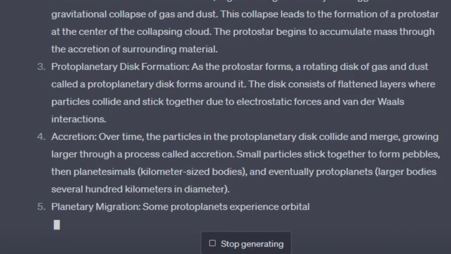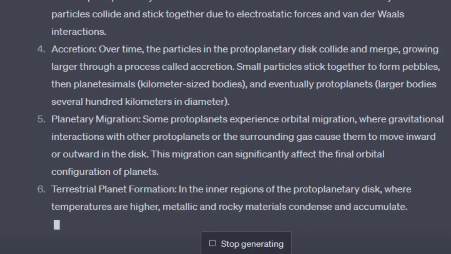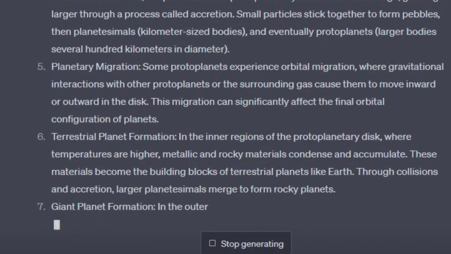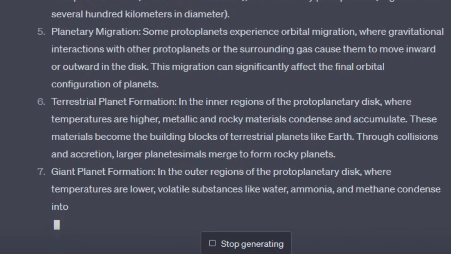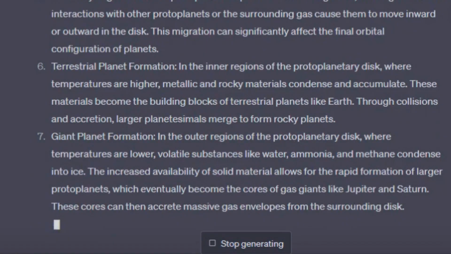5. Planetary migration. Some protoplanets experience orbital migration, where gravitational interactions with other protoplanets or the surrounding gas cause them to move inward or outward in the disk. This migration can significantly affect the final orbital configuration of planets.